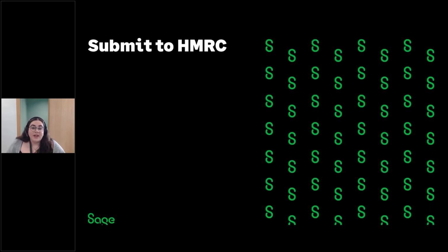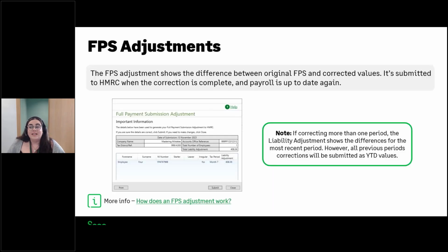But on to submitting to HMRC, there are 2 submissions that I would like to talk about today. The first one is an FPS adjustment. So you might have heard of this before, but the FPS adjustment is submitted to HMRC to inform them of the difference between the original FPS and the corrected values. And it's submitted once the correction is complete and payroll is completely back up to date again. So this is a submission for the current tax year.